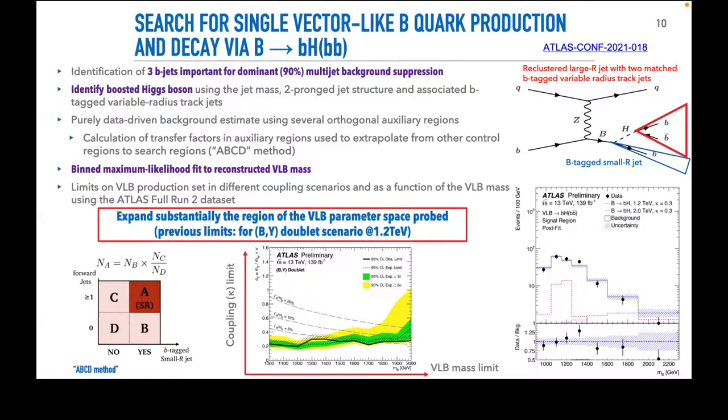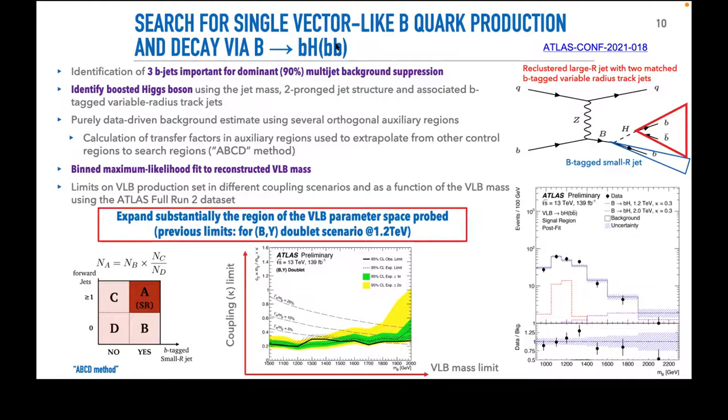on region A. So then they do a maximum likelihood fit to the reconstructed VLB mass, which is the identified Higgs boson and the B quark. And then they set limits as a function of the VLB mass and the coupling, which you see here on the bottom. The previous limits were, for a doublet scenario, about 1.2 TeV. And here they managed to expand the phase space of the limits a lot, always as a function of the coupling, depending on the coupling.